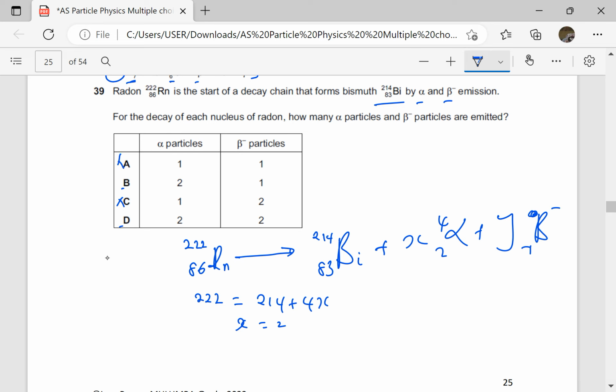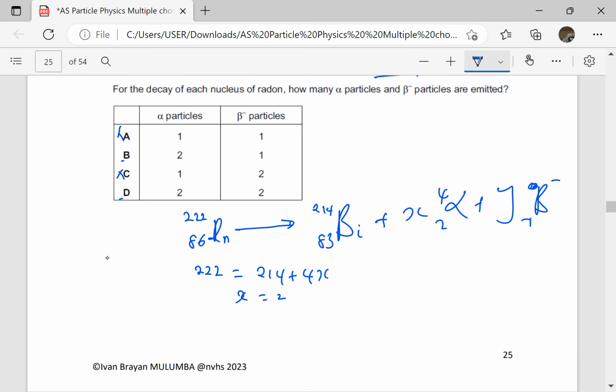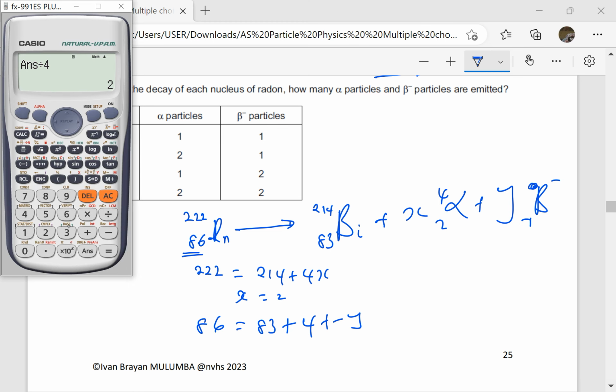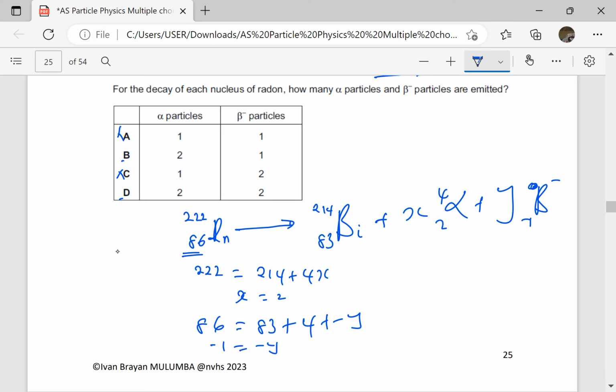Now that we know the number of alpha particles, we can use it to determine Y by conserving proton number. On the left hand side is 86. On the right hand side will be 83 plus X, which is 2 times 2, which is 4, plus Y times -1, which is minus Y. So what is the value of Y? 86 minus 83 minus 4 is -1. -1 is equal to -Y, so Y is 1. So the answer is going to be B.